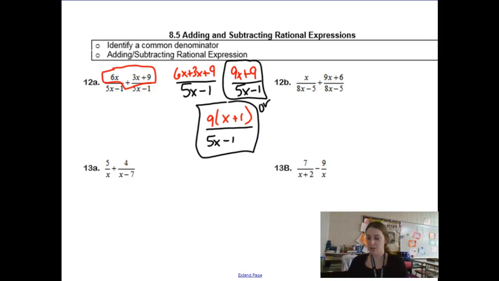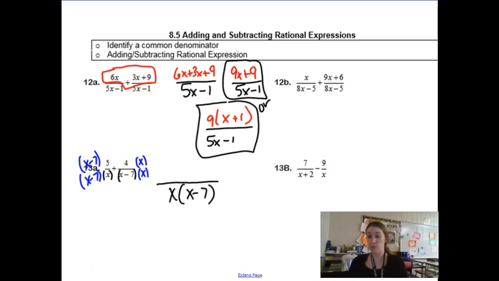All right. Number 13a. I look at my denominators. I have an x, and I have an x minus 7, which are two completely different numbers. So that's what I need for my common denominator. I got to build up an x times an x minus 7 for each fraction. So this fraction is clearly missing the x minus 7. And then this fraction over here is clearly missing the x.